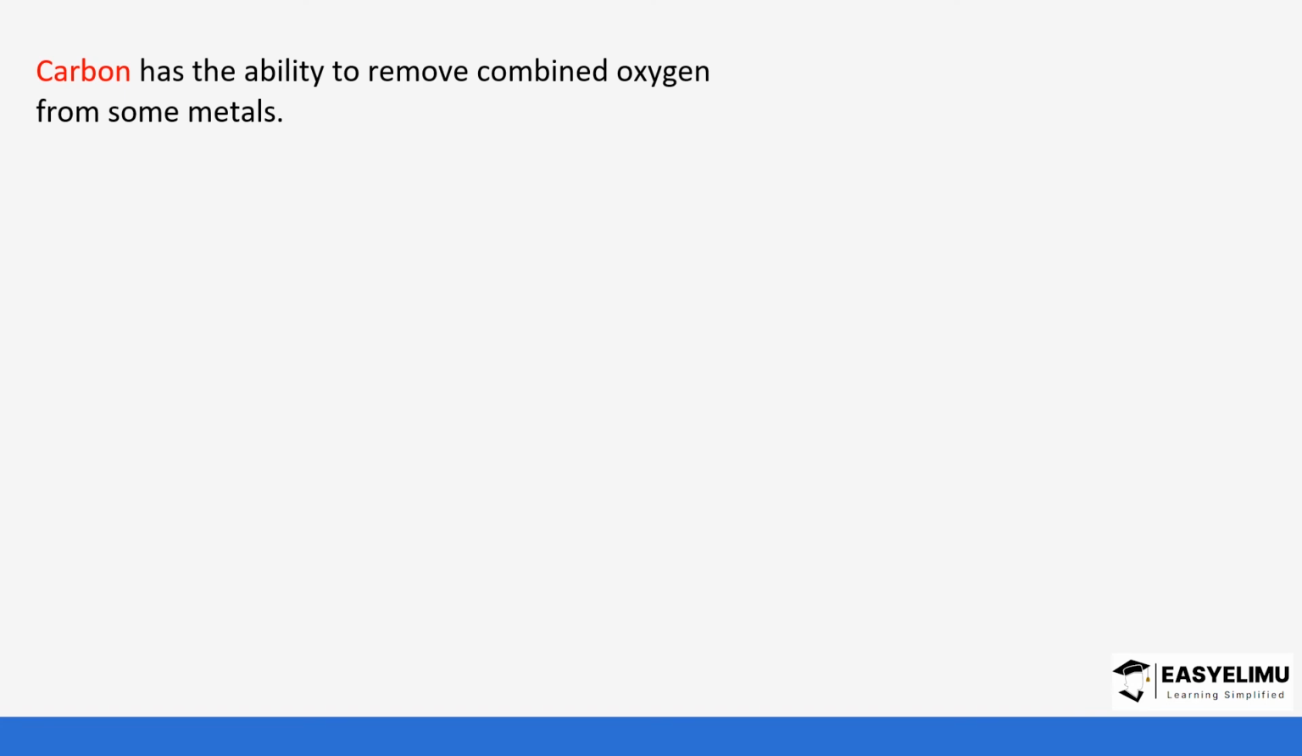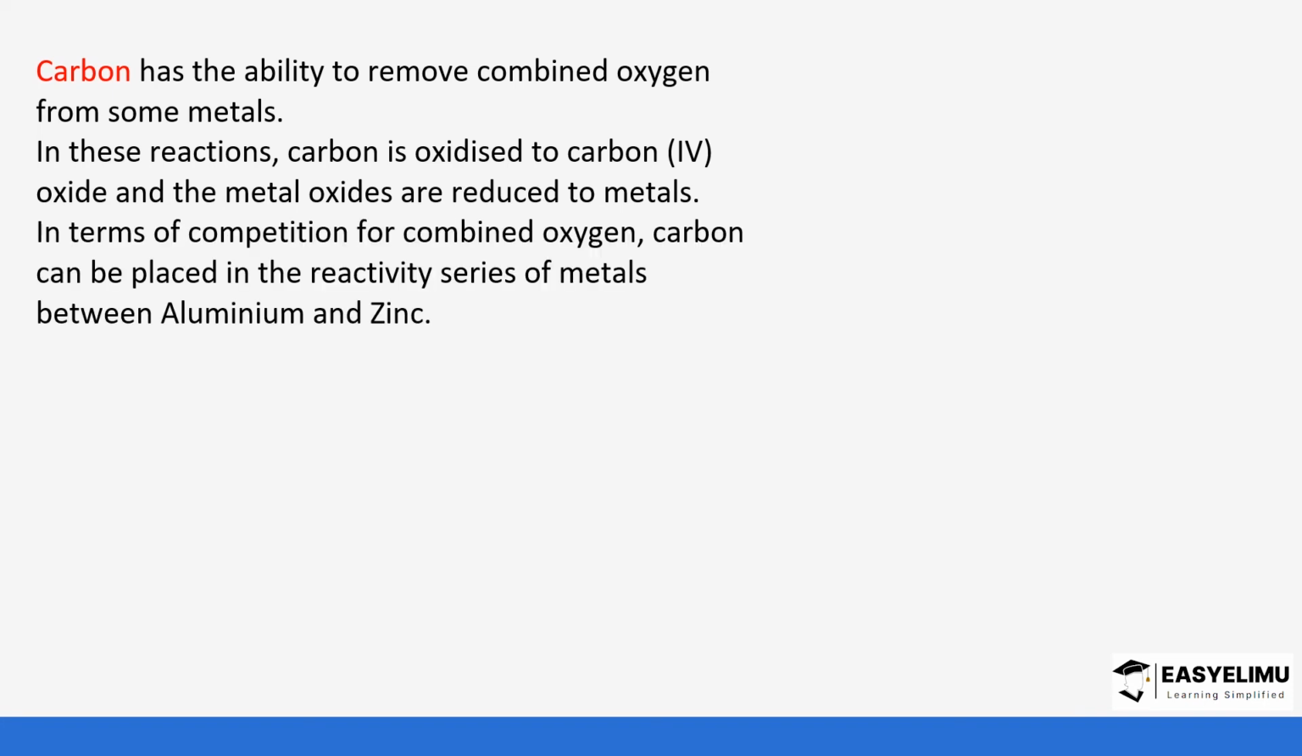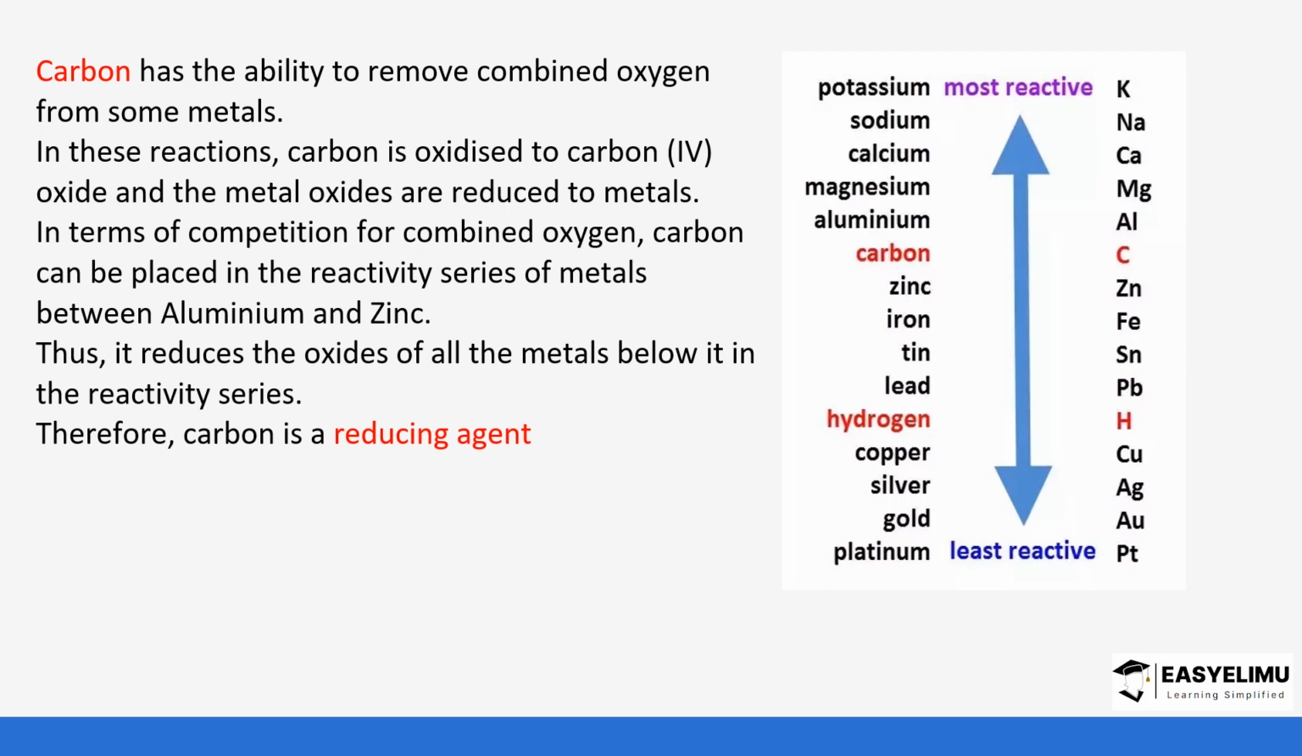Also, carbon has the ability to remove oxygen from some metal oxides, as we said. This causes the carbon to be oxidized to carbon dioxide, and the metal oxide is reduced to metal. In terms of competition for combined oxygen, carbon can be placed between aluminium and zinc. So it is going to reduce all the oxides of metals below it. That's why we refer to carbon as a reducing agent. The metals below carbon are zinc, iron, tin, lead, copper, silver, gold, and platinum. We have just discussed the reaction of copper oxide with carbon, so let's see how the others behave.